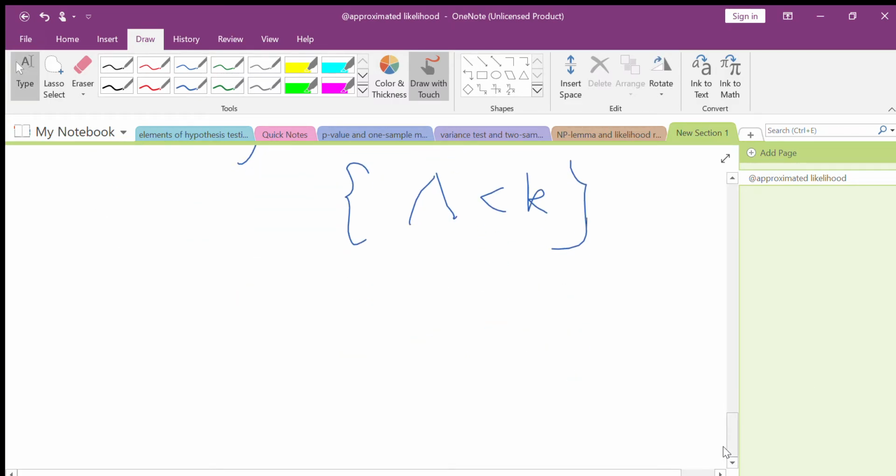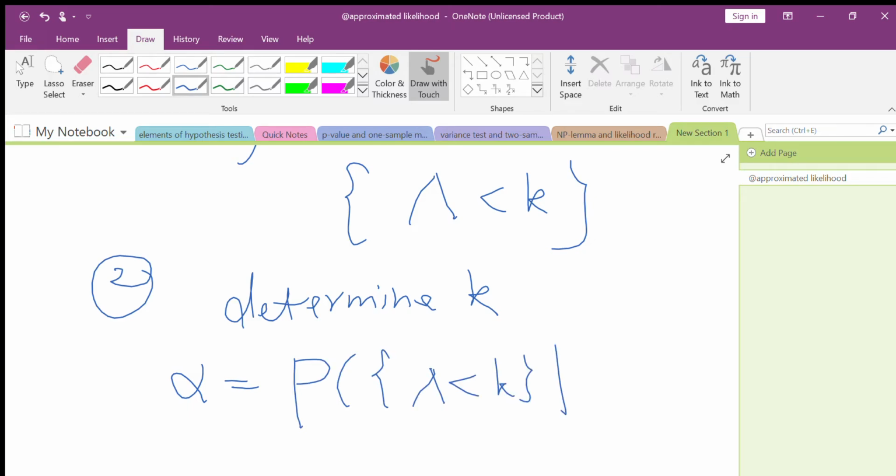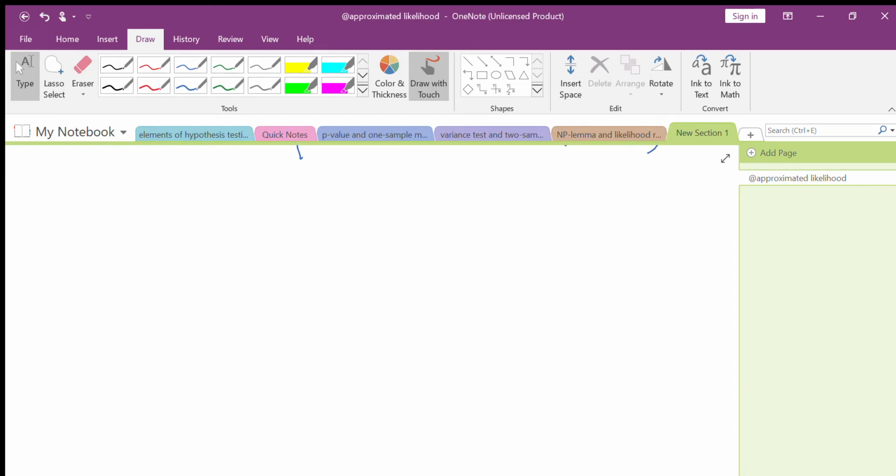To determine k based on the following formula. Determine k, so set alpha equal this probability of capital lambda less than k, given the null is true. So given the null parameter space. So this is the review for likelihood ratio test statistic. So what is approximated likelihood ratio test statistic? So this is our first new topic of today's lecture.